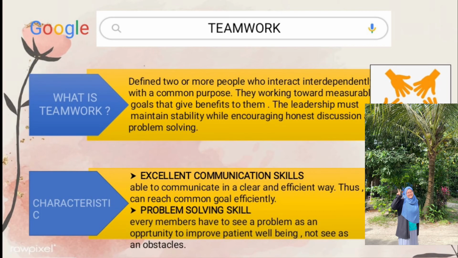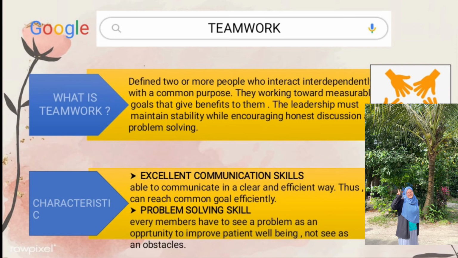So the next one is teamwork. What is teamwork? Teamwork defines two or more people who interact interdependently with a common purpose. They work toward measurable goals that give benefit to them. Besides, the leadership must maintain stability while encouraging honest discussion and problem solving.